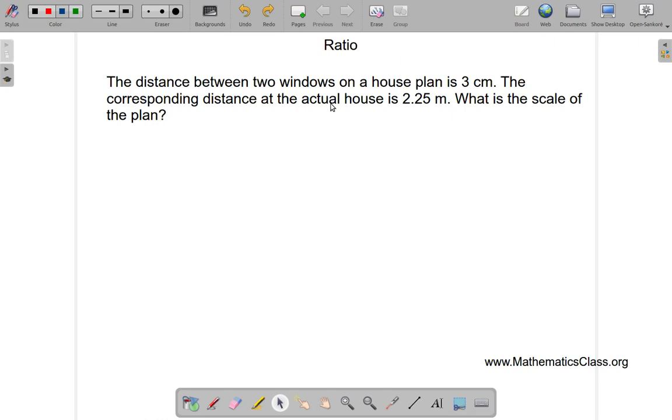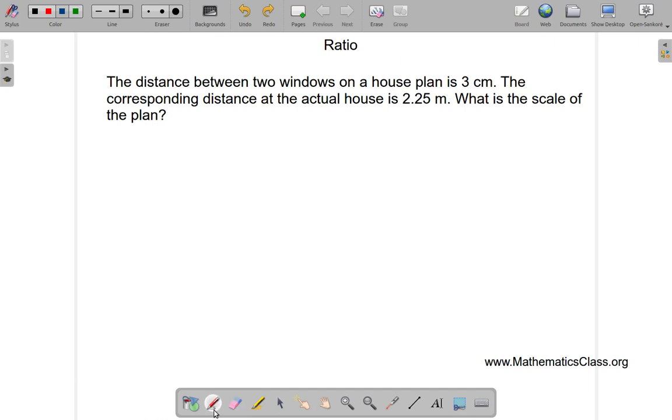All right, so remember, when we're talking about a house plan, the scale is the distance at the actual house compared with the distance on the plan, on the drawing. All right. Now, let's see what you ought to do.